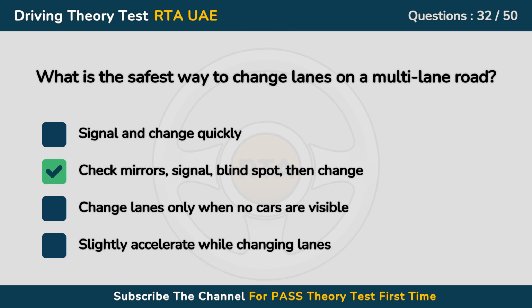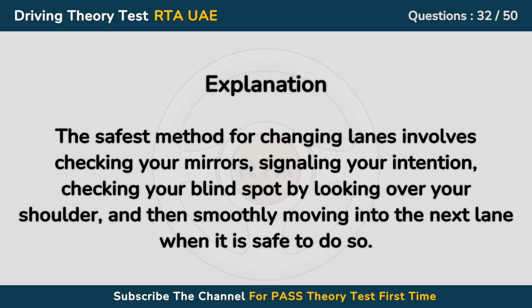Answer is B. Check mirrors, signal, blind spot, then change. The safest method for changing lanes involves checking your mirrors, signaling your intention, checking your blind spot by looking over your shoulder, and then smoothly moving into the next lane when it is safe to do so.